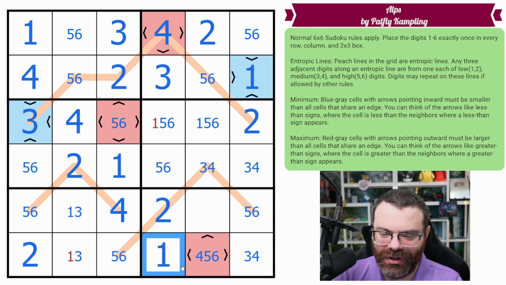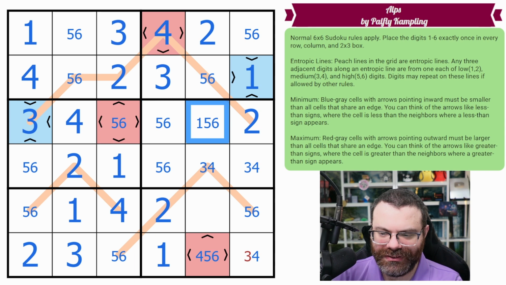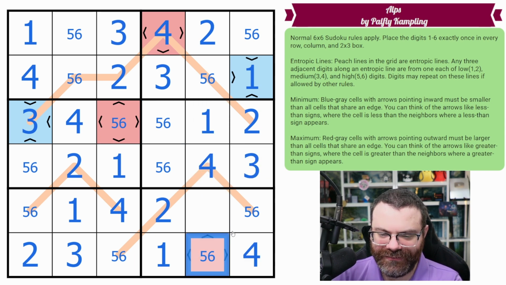So this has to be a 1. This is 3 and 1. This is not a 1. This is a 1. We get the 4 here, the 3 and the 4. This is not a 4 anymore. I mean, this is now a 3. And something resolves these 5, 6s.